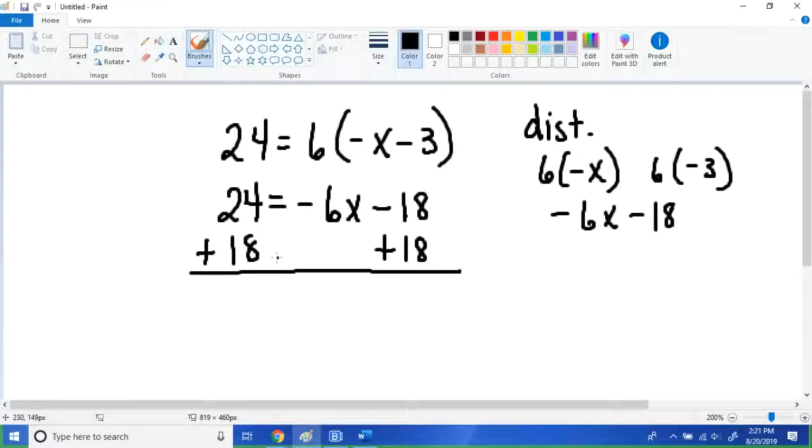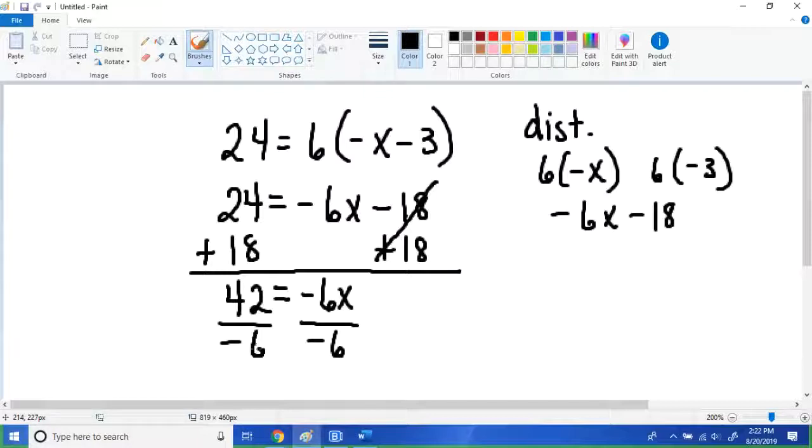So anytime you cross over the equal sign, you want to use the opposite operation of what you're moving. So 24 plus 18 is 42. Bring down your equal sign, your negative 6x because you haven't done anything with it. And then negative 18 plus 18 is 0, so we're just going to cancel it out. Opposite operation of multiplication is division on both sides of a negative 6. 42 divided by negative 6 is a negative 7. Negative 6 divided by negative 6 is 1. Let's bring down the x.